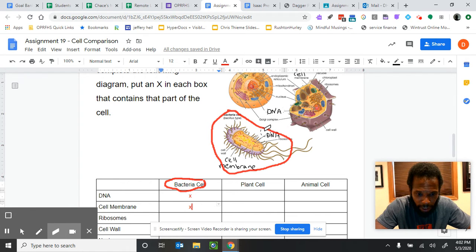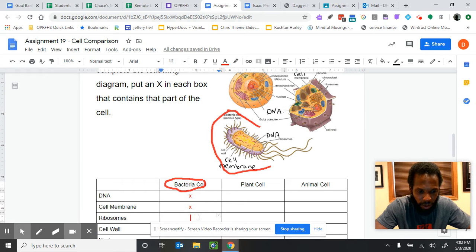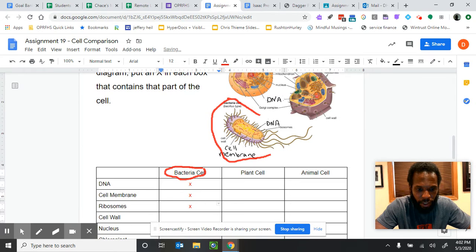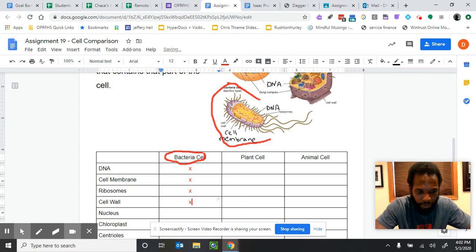Let me erase this right here. Does it have ribosomes? Yes, it does. Put an X in this box right here. Does it have a cell wall? Kind of hard to see, but cell wall, yes. Put an X in this box right here. Does it have a nucleus? Do you see nucleus anywhere?